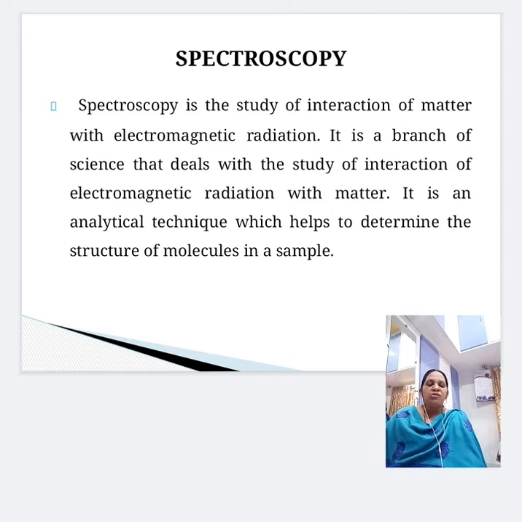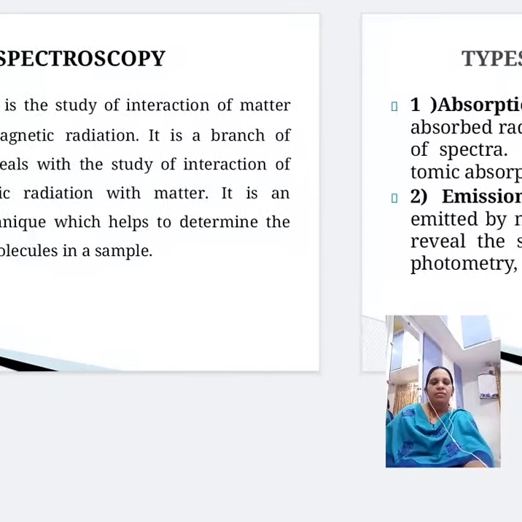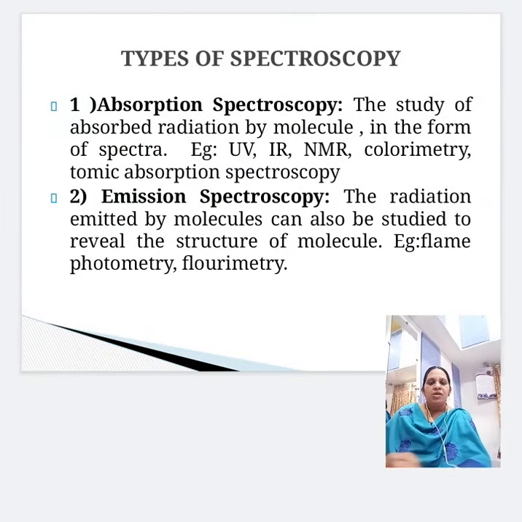So, spectroscopy is the study of interaction of matter with electromagnetic radiation. It is a branch of science that deals with the study of interaction of electromagnetic radiation with matter. It is an analytical technique which helps to determine the structure of molecules in a sample. So, types of spectroscopy. The first one is absorption spectroscopy.